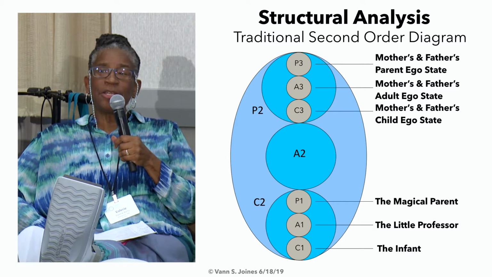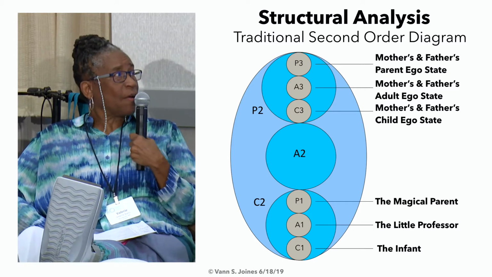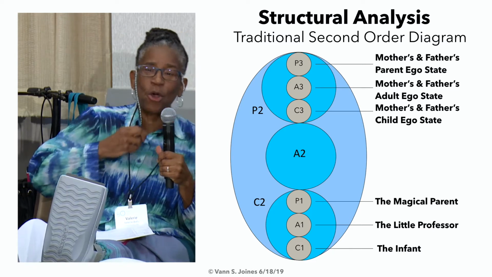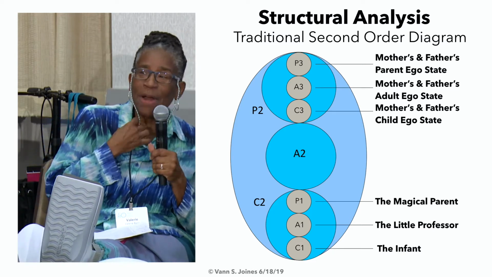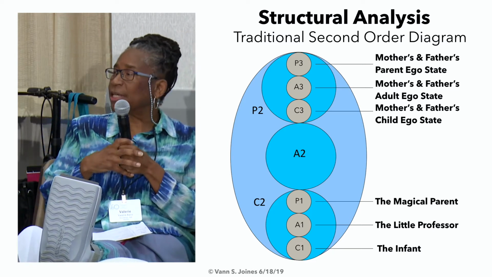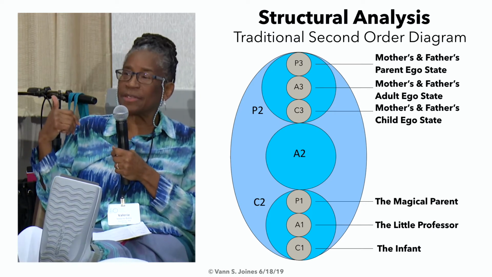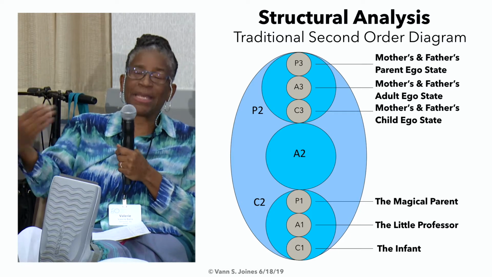We internalize all three ego states of our parents, their parent, adult, and child. And all of those are in our parent ego state. So in my grown-up parent ego state, it's like a video recorder. I walk around the world noticing the adults around me and internalizing how they do things. And then they become me. Yes.